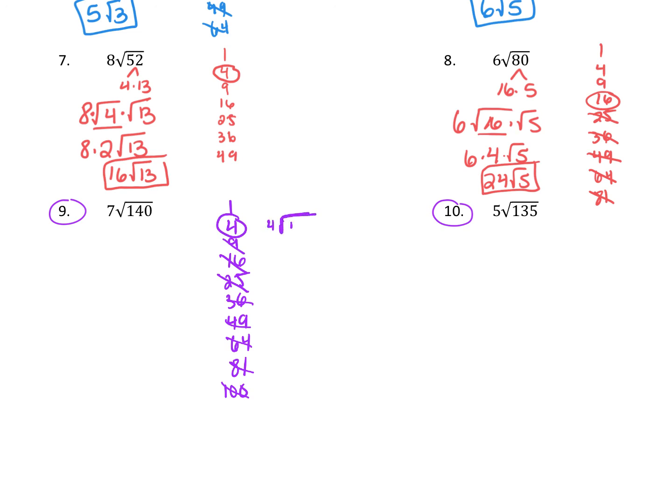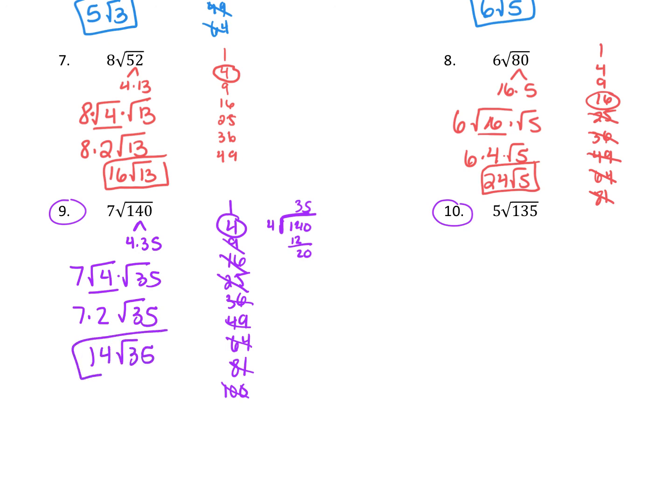So let's do, how many times does 4 go into 140? 35. So 4 times 35. So 7 square root of 4, square root of 35. Square root of 4 becomes 2. So it'll be 14 square root 35.